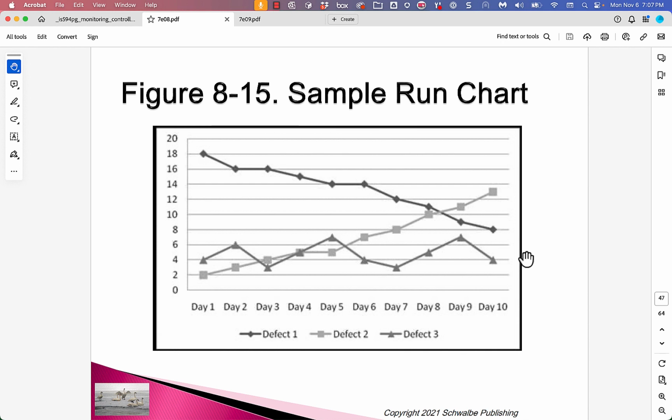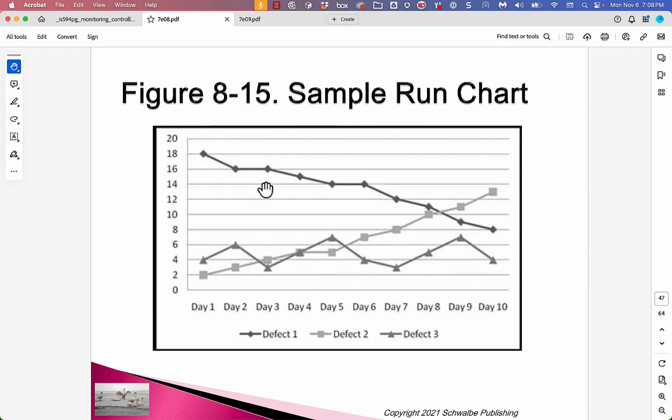Run charts. These are three kinds of defects happening over a certain number of days. We see that for one of the defects, they're going consistently down. For another defect, they're going consistently up. For another one, they're up and down. Well, the one that's up and down, these are probably small differences and they're random.